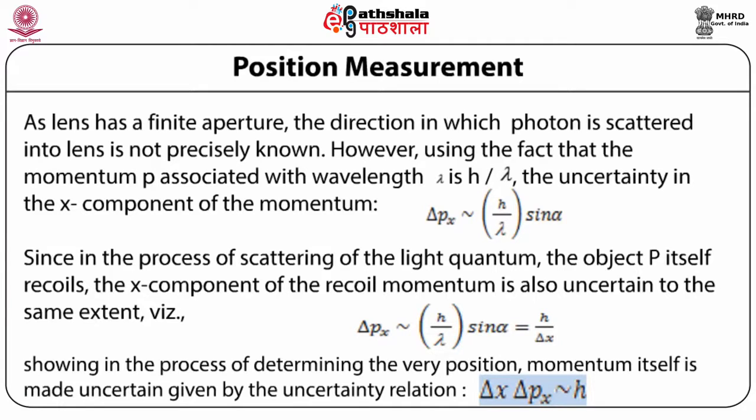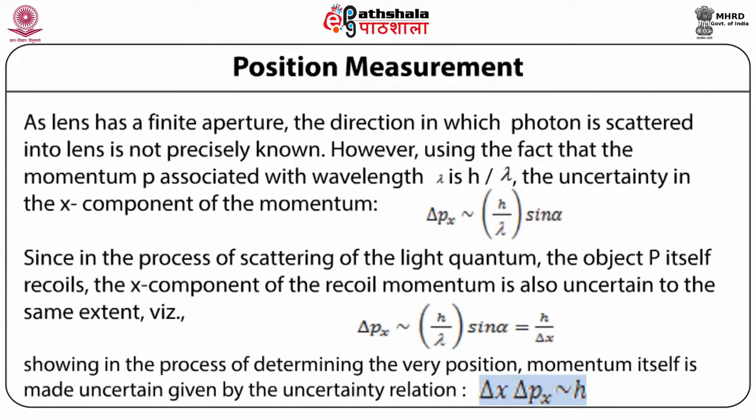So here, because of the inherent uncertainty in determining the momentum of the scattered particle, that is delta px, we are introducing an uncertainty in determining the exact position of the particle, that is delta x, where delta x would always be greater than or equal to lambda, that is the wavelength of the incident light.